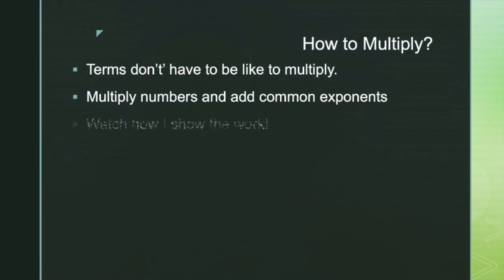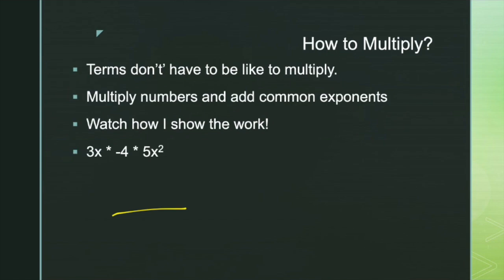So let's do some. You're going to watch now. I'm going to show the work. We're going to multiply the numbers. Look up here. I have a 3, a -4, and a 5. I'm going to multiply those all together. What is that going to become? A negative number for sure. Negative 60. Okay, I agree with that.